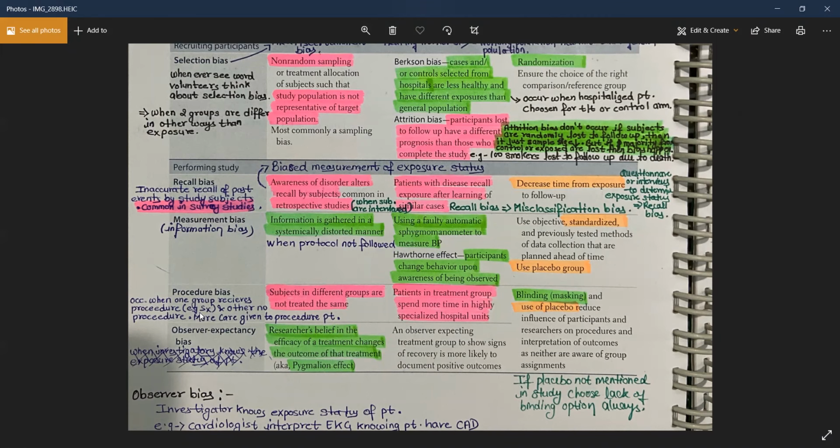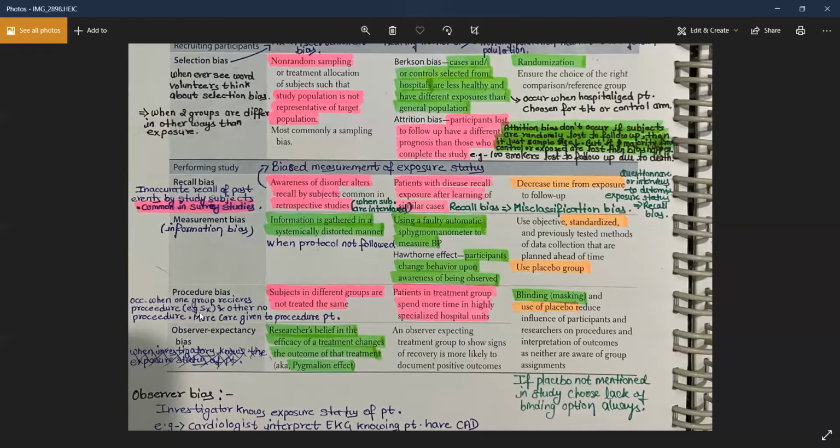So nobody knows who is getting what. So nobody can change the behavior. Nobody can manipulate these effects, these results, right? Either both groups will receive the special treatment, or no group will receive the special treatment at all, right? But if you know that group A is receiving a therapy, then you will give the special treatment only to group A, not group B. So that's how it can create a bias, right?